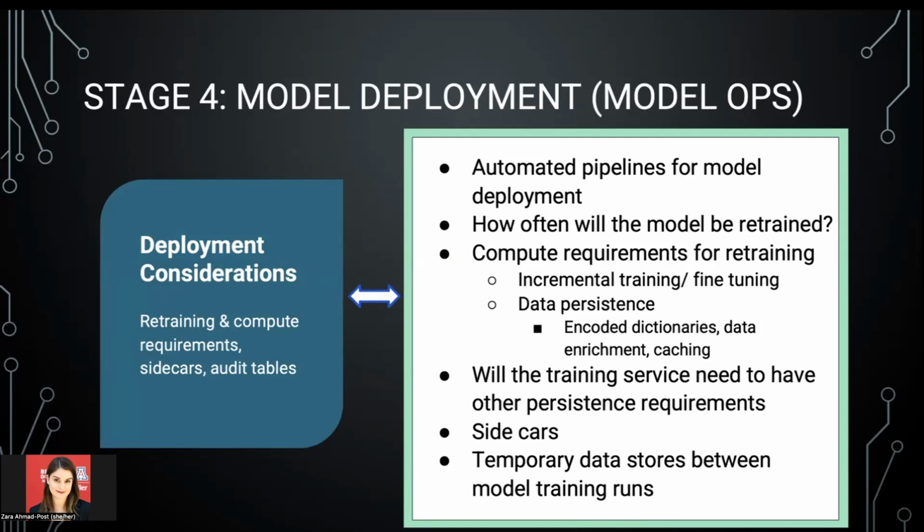So again, those encoded dictionaries or data enrichment or any caching we want to do. Will the training service need to have other persistence requirements? If so, we can use things called sidecars. Those are just going to be little functions, little containers that run alongside your model training. And then we can also have temporary data stores between model training runs.